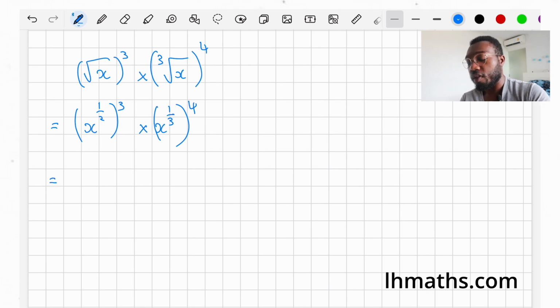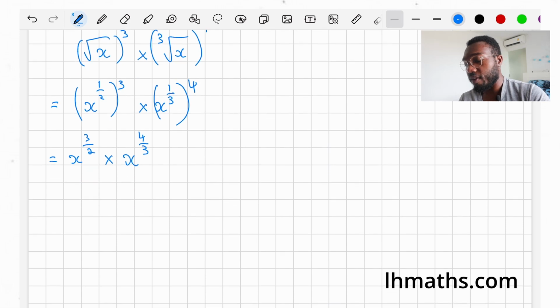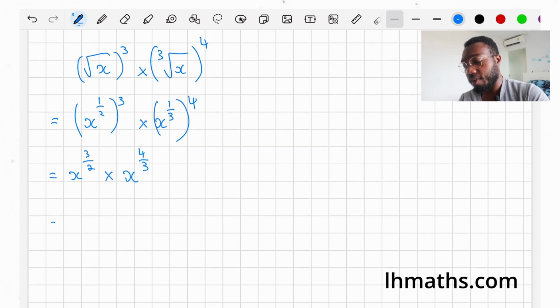So we'll do a half times 3, which will give us x to the power of 3 over 2, and that is times x, and then we have 1 over 3 times 4, which is 4 over 3. So now we have x to the power of 3 over 2 times x to the power of 4 over 3. And now when we have this question here, that would be x to the power of 3 over 2 plus 4 over 3.